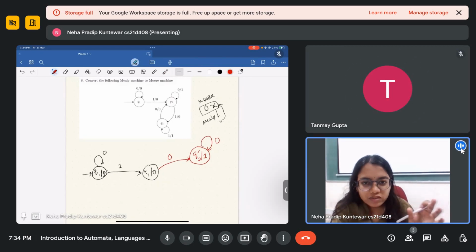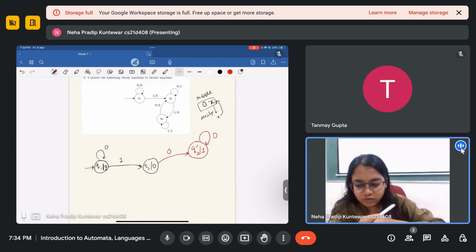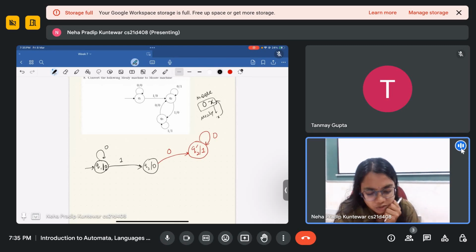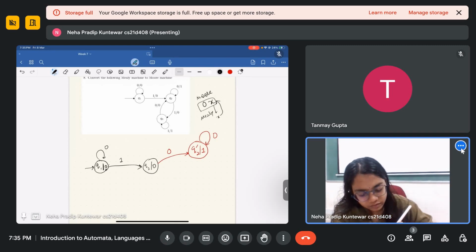Now there are two states that take care of this, Q2 and Q2 prime. So we will have to draw for both of them. We'll have to keep branching from both of them. So let's start with Q2 now. If you are at Q2 and you see a 1, then we go to Q3. And Q3 outputs 0.